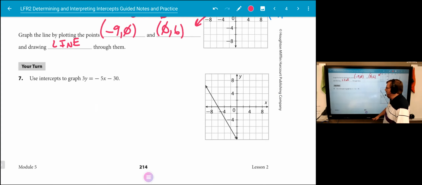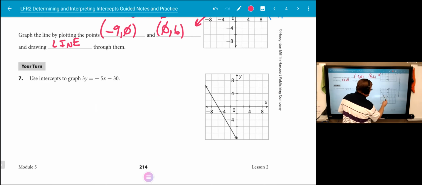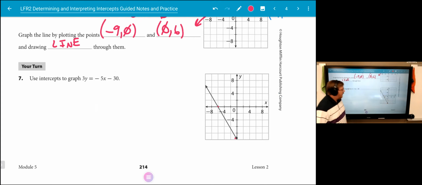I really hope you hit pause. Okay, so they kind of already graphed it for us. That's okay, we can still find the intercepts and check our answers. We know that this should be -6, 0. And let's see, 2, 4, 6, 8, should be 0, -10.